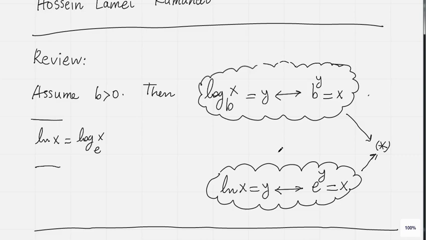Recall that ln x is log x with base e. So the same fact about ln is going to hold. ln x is equal to y means that e to the y is equal to x. In this video, I refer to these facts by star. We're going to use it in multiple places, so let's keep it in mind.